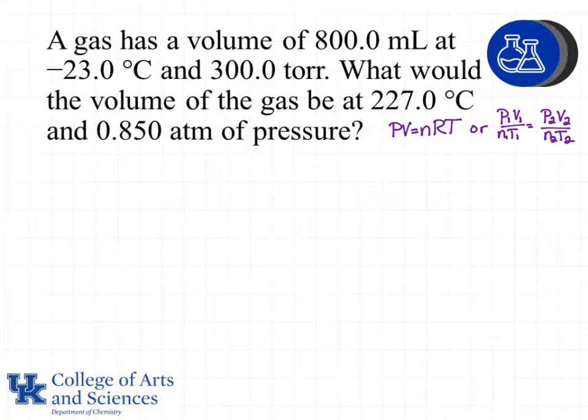As I look back through the problem, what I'm looking for is whether I have one set of conditions or two sets of conditions. If I look at my volume, I see 800 milliliters and another mention of volume. I see two temperatures and two different pressures. Because I see two sets of conditions, I'm going to use the combined gas law.